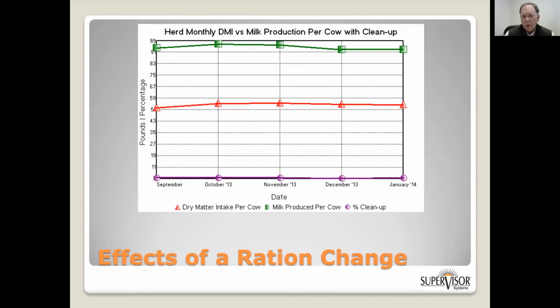Dry matter intake also lets us look at management decisions over time. In this case, a change was made here. Dry matter intakes stayed pretty constant. Milk production dropped. That means feed efficiency dropped as well. Not a good decision that is clearly defined by monitoring these numbers.